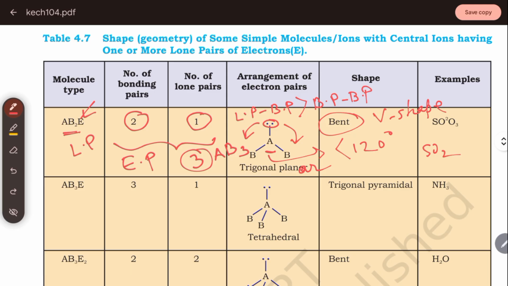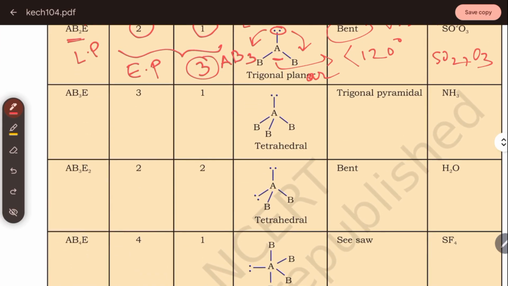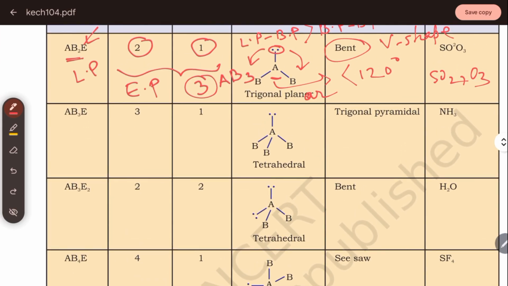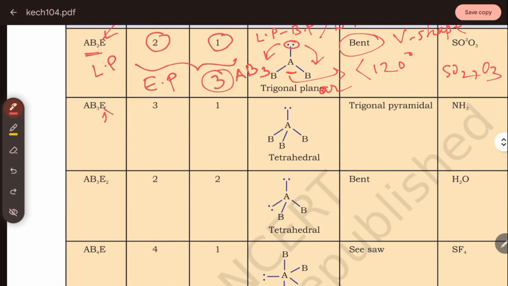The examples are SO2, O3, and multiple bond is treated as a single bond. That means bond pair only. Okay, so let us see the other one. Here I have one lone pair. This is one lone pair.